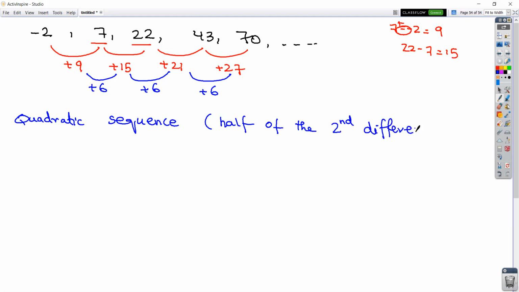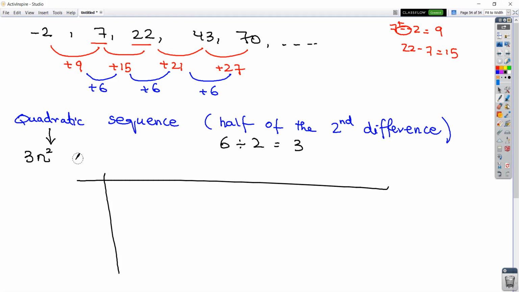So to do half of the second difference, the second difference we have is 6. Half of that would be 3. So the first term of the quadratic sequence would be 3n squared. The reason for writing n squared is because it is a quadratic sequence, and the highest power of a quadratic sequence is 2. Now to find out whether we have more terms after 3n squared or not, we're going to draw the table.